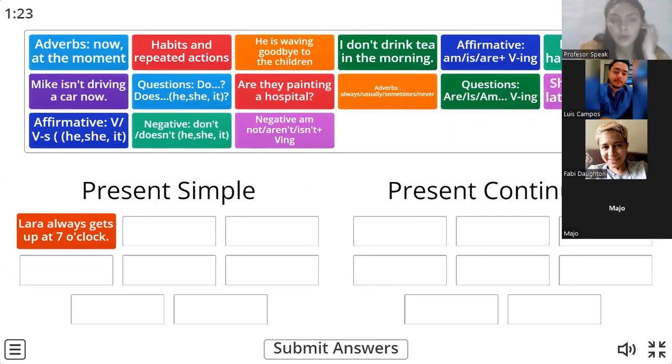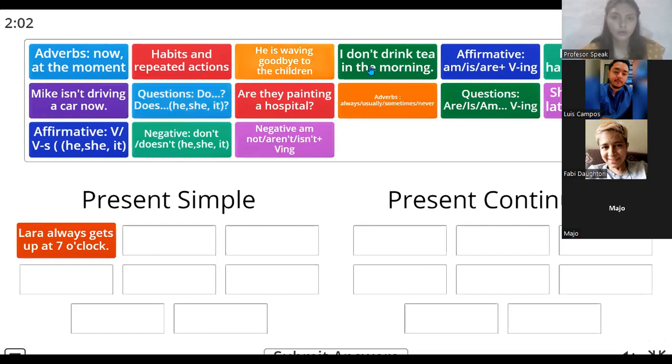Ordered, or get ordered, one of those little charts. If you cannot talk, Fabi, you can use the chat. Okay, let's see. Majo. Present continuous. Which one? Select one of them. Great. Oh, for example, this one. He's saying goodbye to the children.